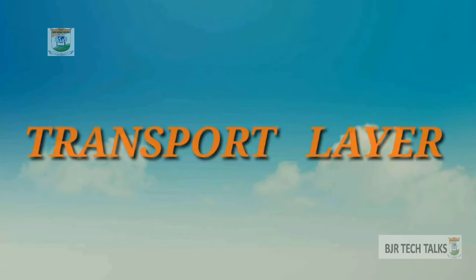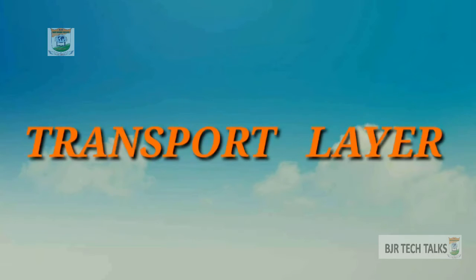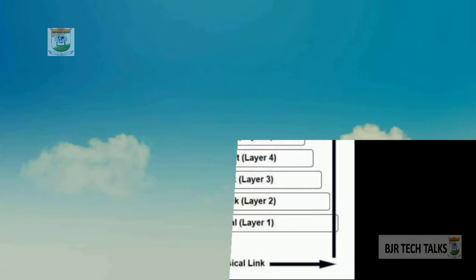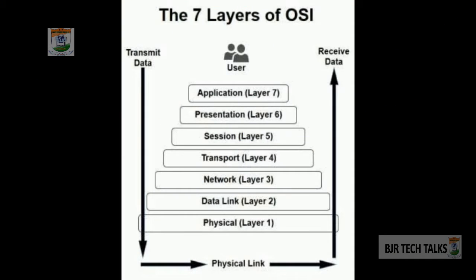Today we are discussing the transport layer. The transport layer is the fourth layer of the OSI model. OSI means Open System Interconnection. It was developed by the International Standard Organization. In this model, there are 7 layers.